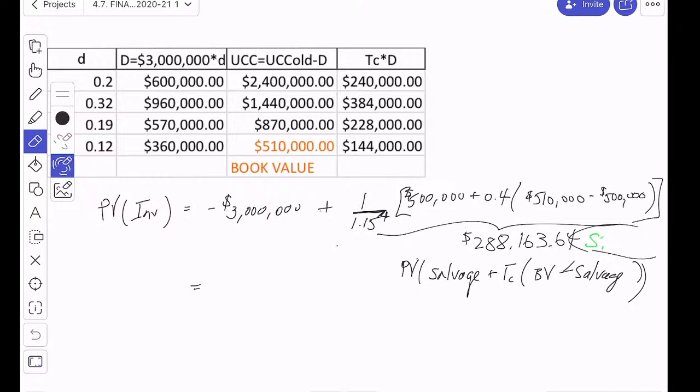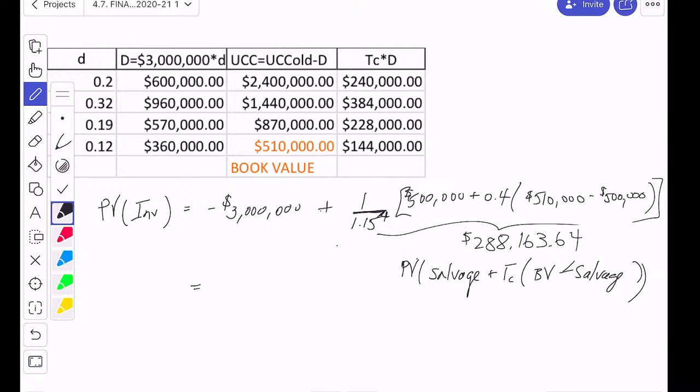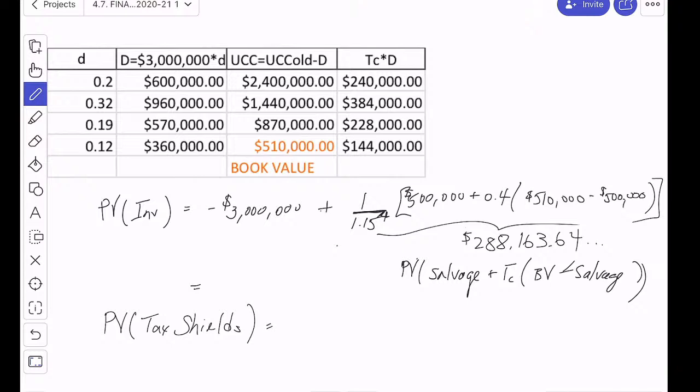Let me get rid of this. It's so loud. So subtract 3 million from it. In other words, and there's also going to be an impact on present value of tax shields. And all we have to do is take these amounts, 240, 384, 228, and 144.